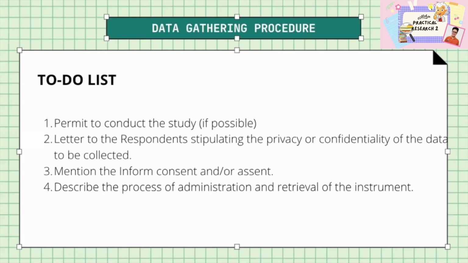Next, describe the process of administration and retrieval of the instrument. You only have to describe it from the very beginning. How did you do it? For example, the researchers asked permission from the principal, and upon approval, and so on. You just have to describe it.